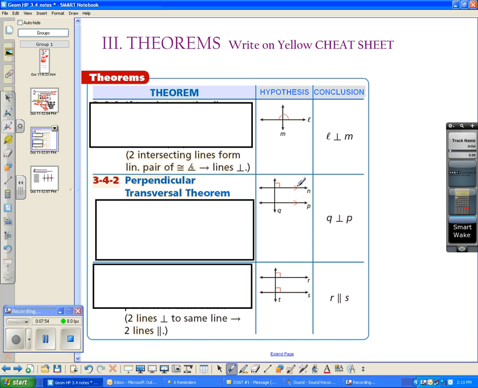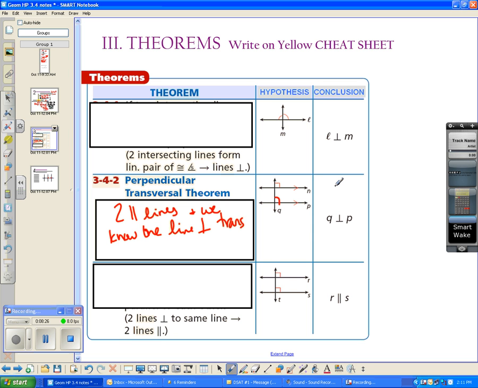The hypothesis. We're given 2 parallel lines, so we have 2 parallel lines, and we know one line is perpendicular to the transversal. Okay, so this line is perpendicular to the transversal. Well, these are corresponding angles, right? So if this one is a right angle, wouldn't this one have to be a right angle? Yeah. If this one's a right angle as well, doesn't that mean that line P is perpendicular to line Q? Yes, and that's what our conclusion is.